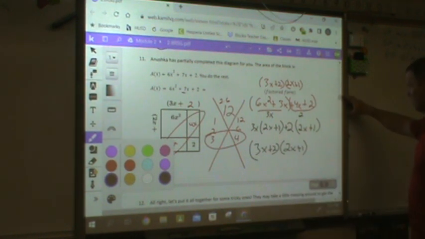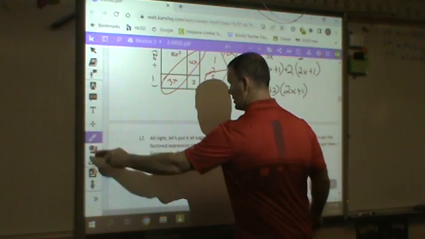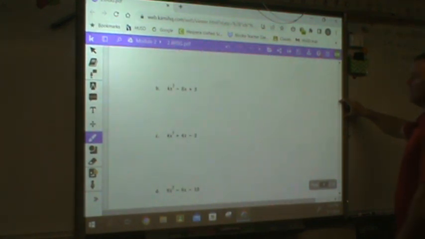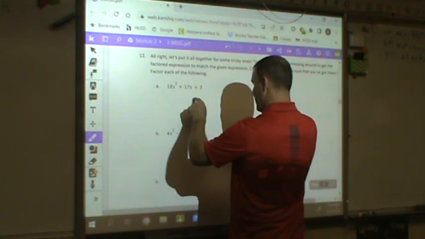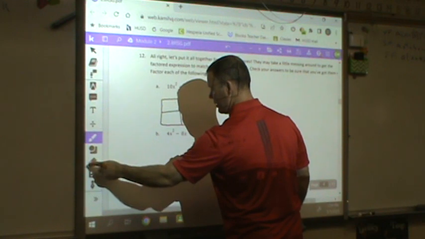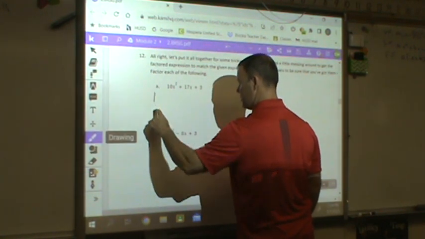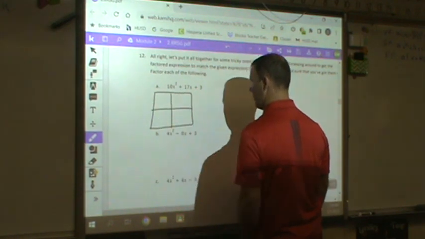All right, so that's how you're doing that. If you need to pause and go back, pause and go back. We finished up with this one in class today: 10x squared plus 17x plus 3. So regardless of what you use, box or not, I'll draw this a little bit bigger so you can see it.